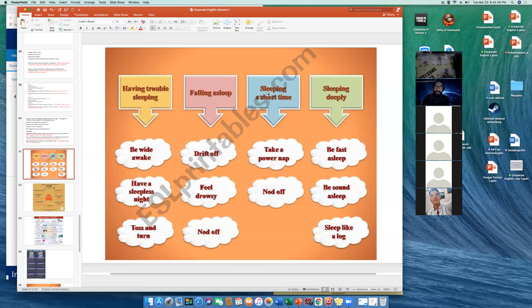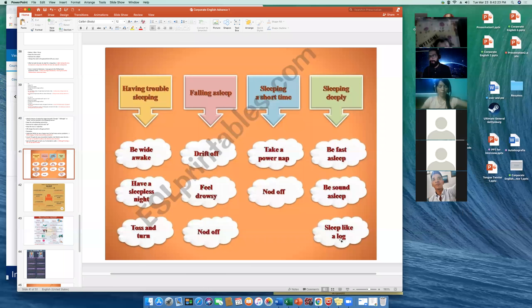Okay. When you sleep for a short time, you can say take a power nap, or you can also say nod off. Hey, I nodded off. And you can use that as well. Deeply sleeping, you guys can say be fast asleep, be sound asleep, or sleep like a log. Okay. Once again, having trouble sleeping: be wide awake, have a sleepless night, tossing and turning. These are all phrases that you can use, and they all have to do with sleeping, right?